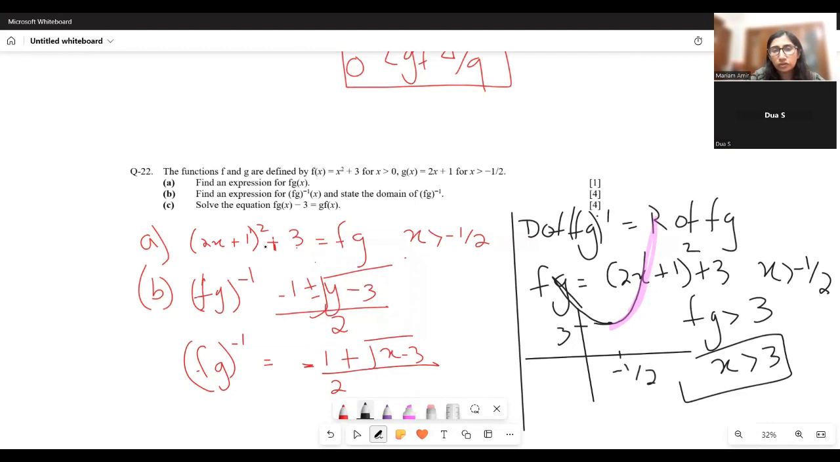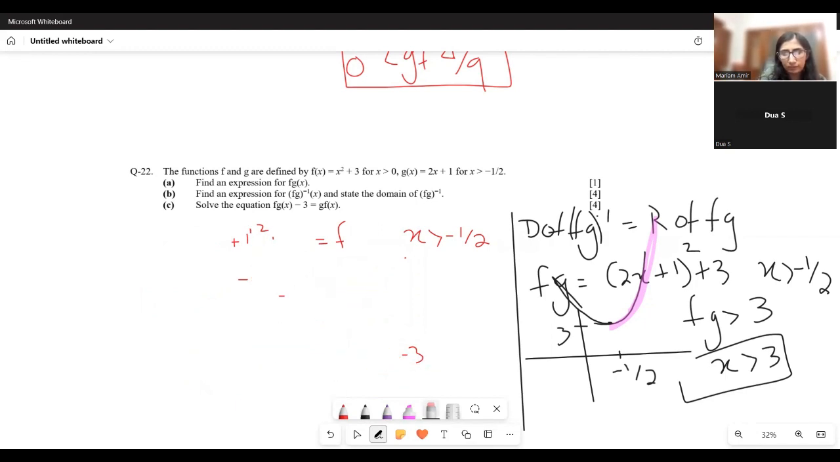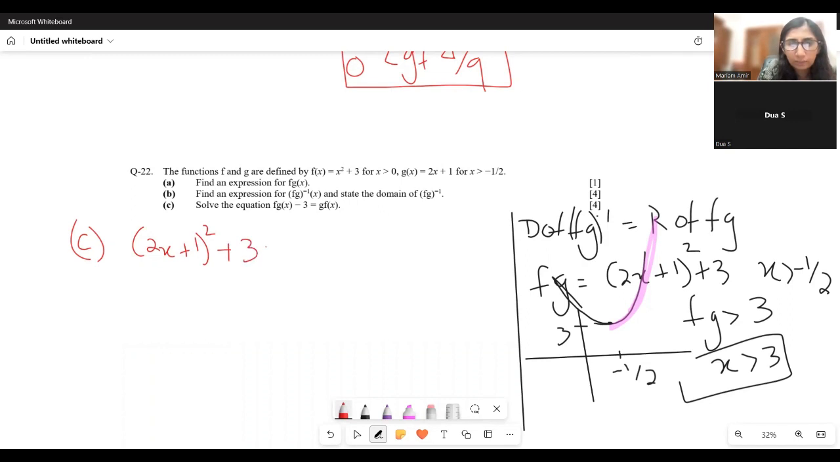Okay. Solve the equation fg(x) minus 3 equals gf(x). Let's do that. (2x plus 1) whole squared. One second. We already found fg: (2x plus 1) whole squared plus 3 minus 3 equals gf(x). Now substitute f into g: 2 into (x squared plus 3) plus 1. Okay, solve this.